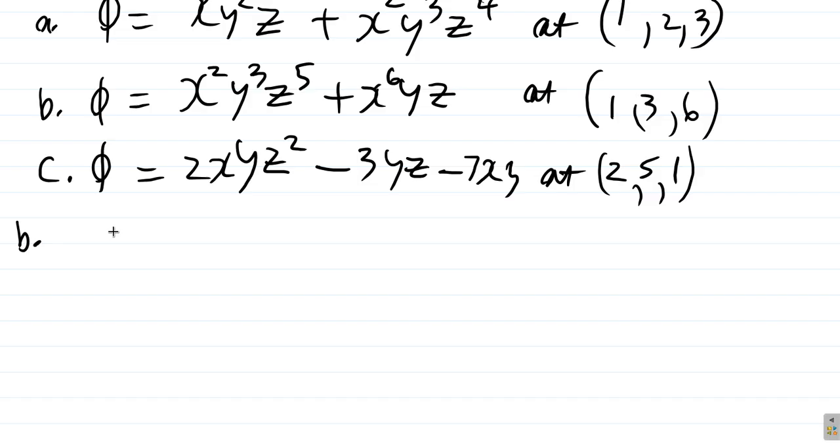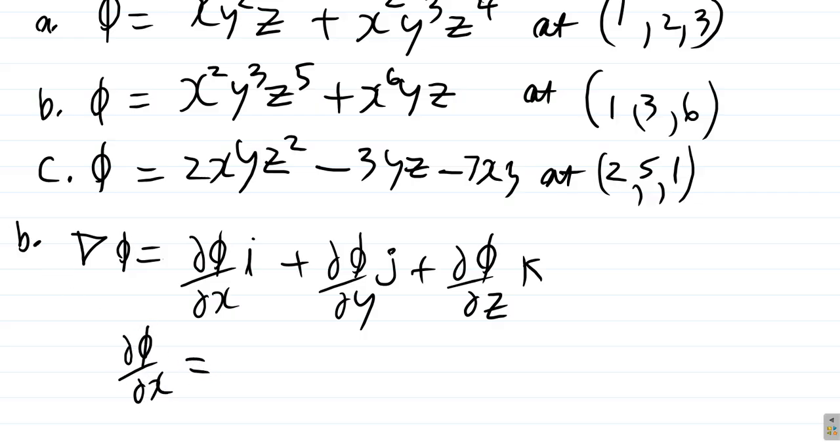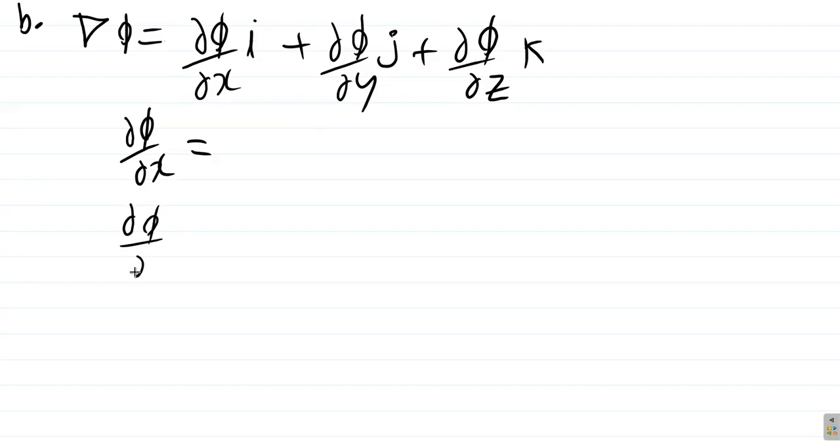Now remember the formula for the gradient, right? The gradient of phi when it comes to part B: the gradient of phi is the partial of phi with respect to x in the i direction plus partial phi by partial y in the j direction plus partial phi by partial z in the k direction. Alright? Now we want to find partial phi by partial x and see what it is. We want to find partial phi by partial y and see what it is. And we want to find partial phi by partial z and see what it is.